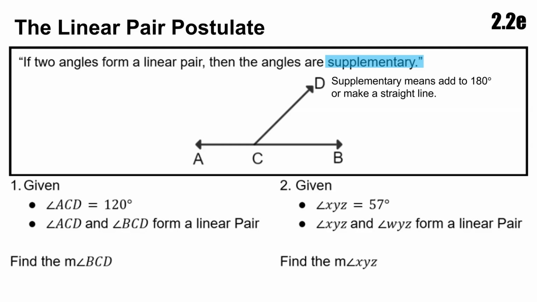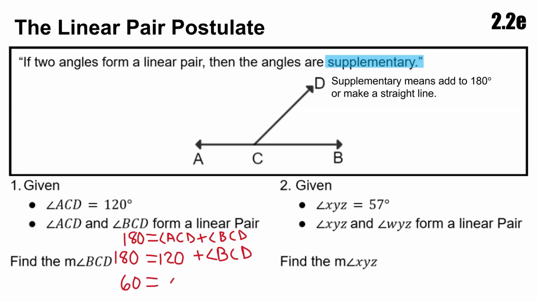In the first problem, angles ACD and BCD form a linear pair, and angle ACD equals 120 degrees. Because they form a linear pair, 180 degrees equals angle ACD plus angle BCD. To find angle BCD, substitute 120 for angle ACD. This makes the equation 180 equals 120 plus angle BCD. After solving the equation, angle BCD will equal 60 degrees.